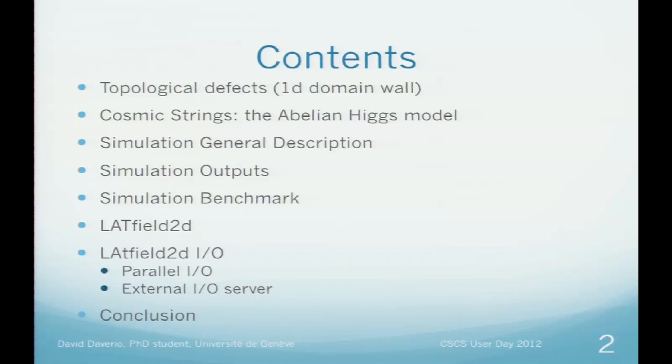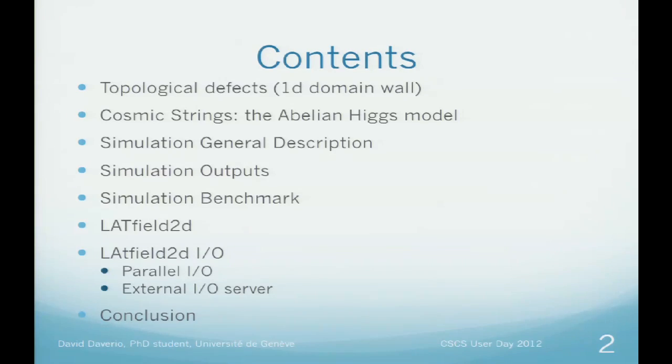Okay, so I will speak about our simulation. First I will speak a bit about topological defects. Cosmic strings are topological defects, so to understand what a cosmic string is, you really have to understand what a topological defect is. Then we will speak a bit about the cosmic string we are simulating, what we call the Abelian Higgs model.